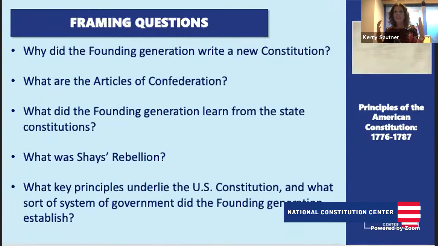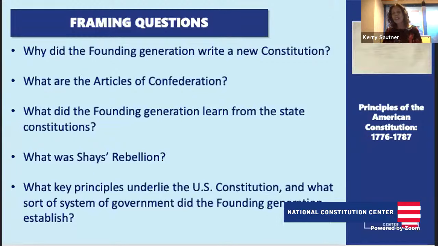So Tom, as we dive into this, it's a pretty wide range of time. Leading up to the Constitutional Convention in the summer of 1787, and then what happens at the convention, but there's a lot that brings us to this point. And so we start with a great question: why did the founding generation even need to write a constitution in the first place? What was the need for this Constitution? What did we have before the Constitution? Hint, hint, Articles of Confederation.